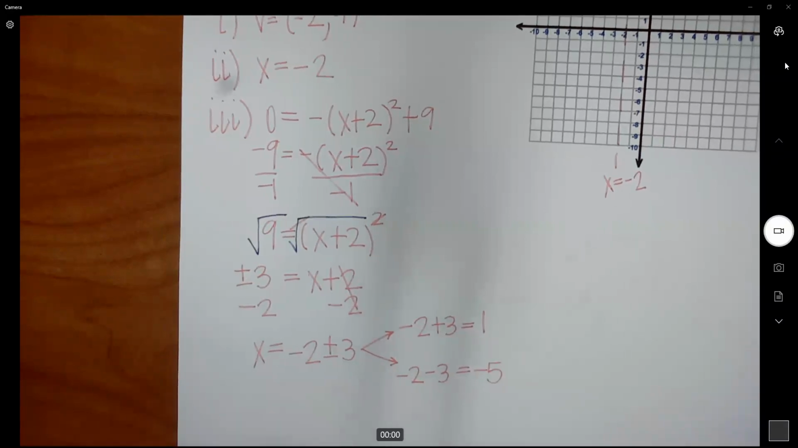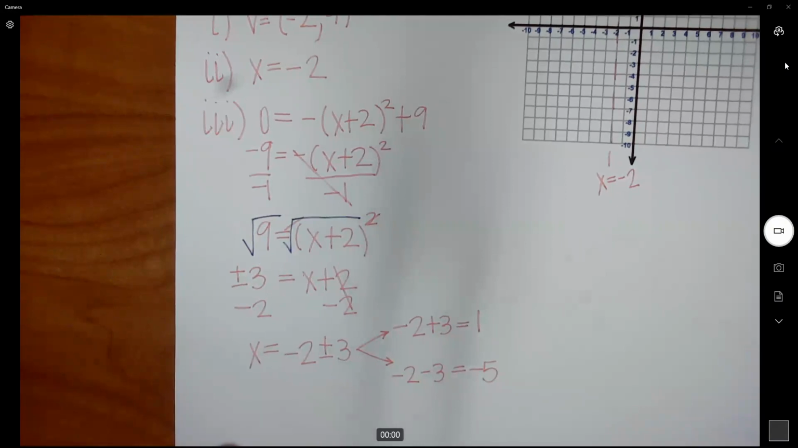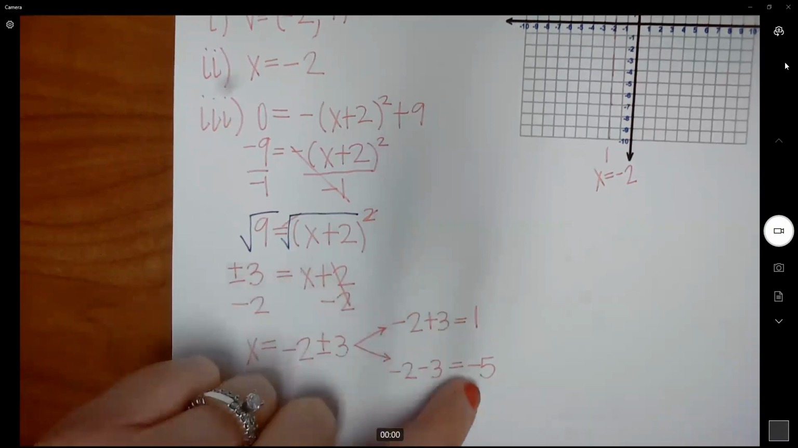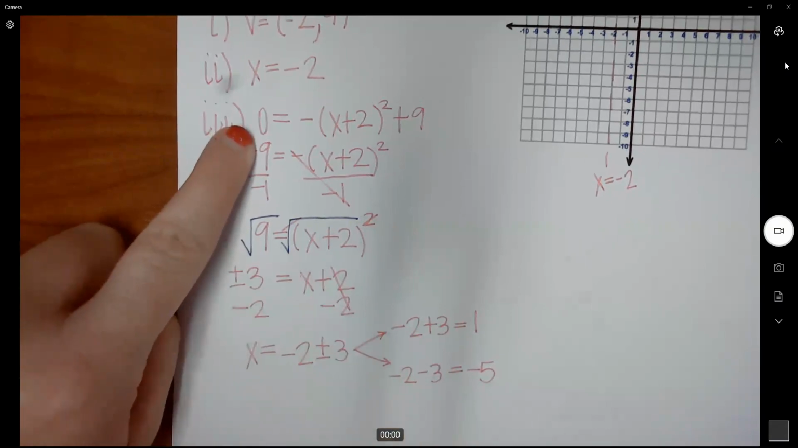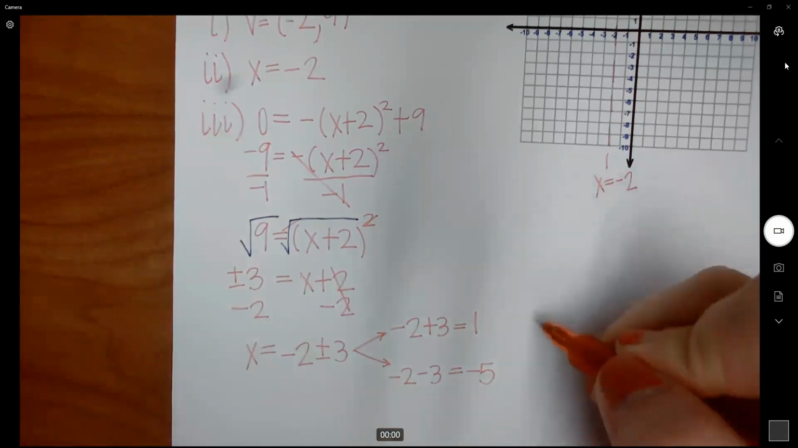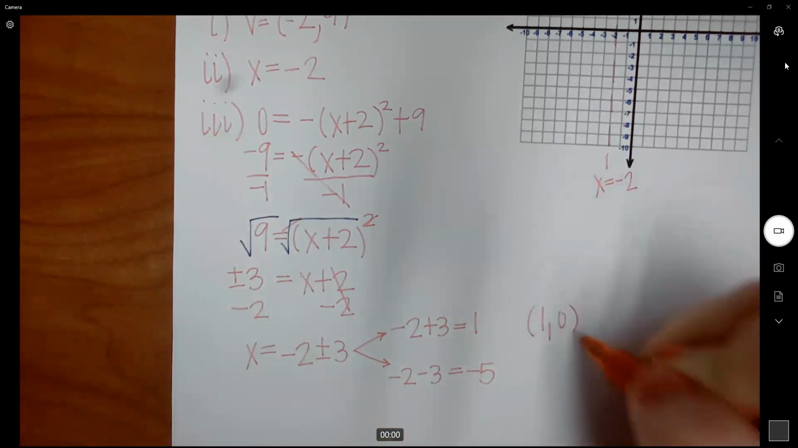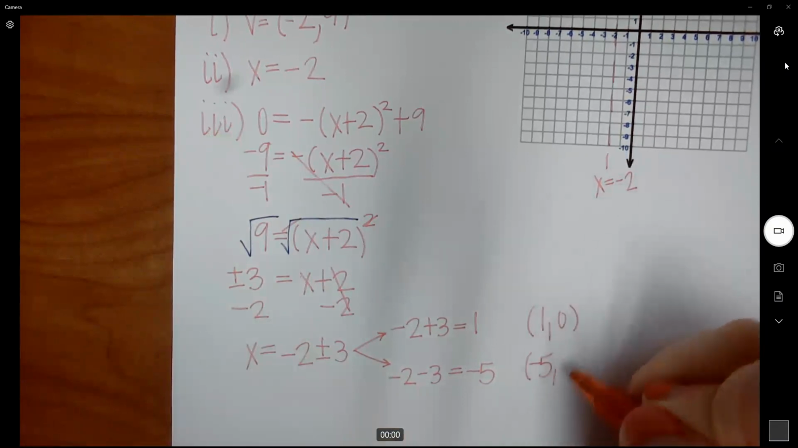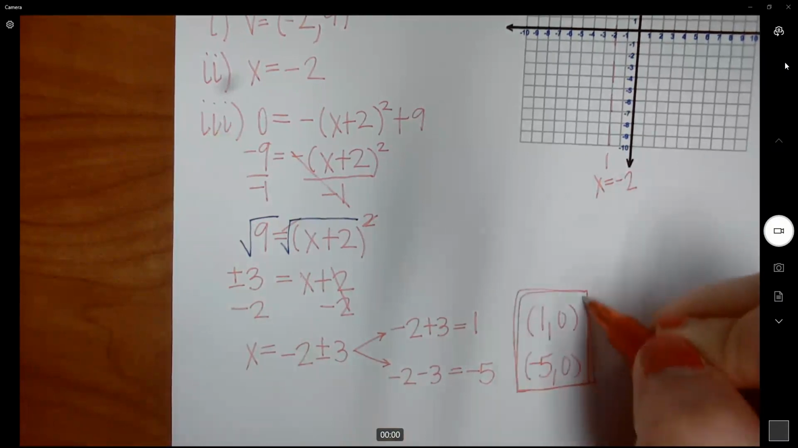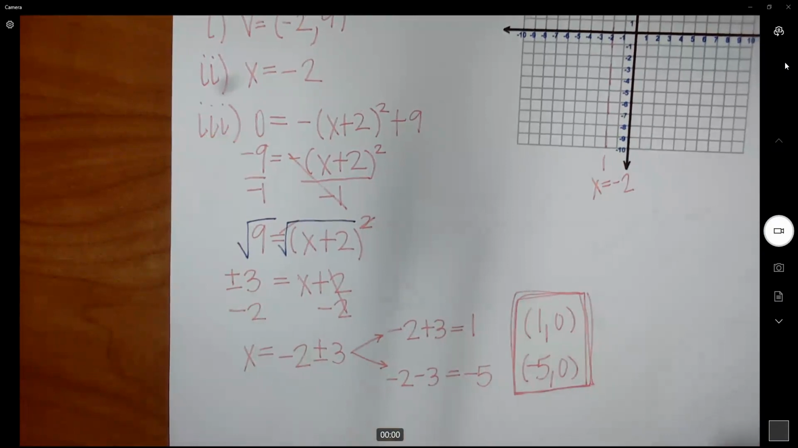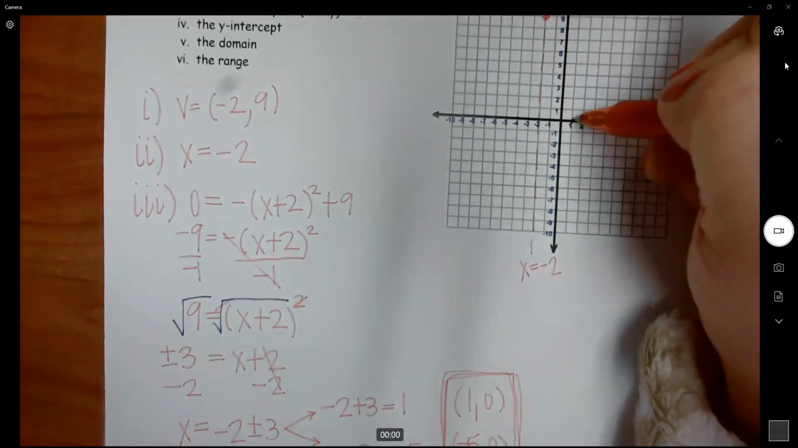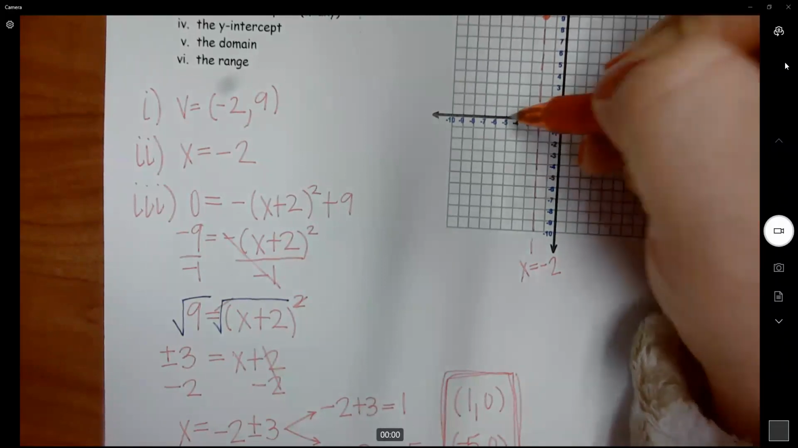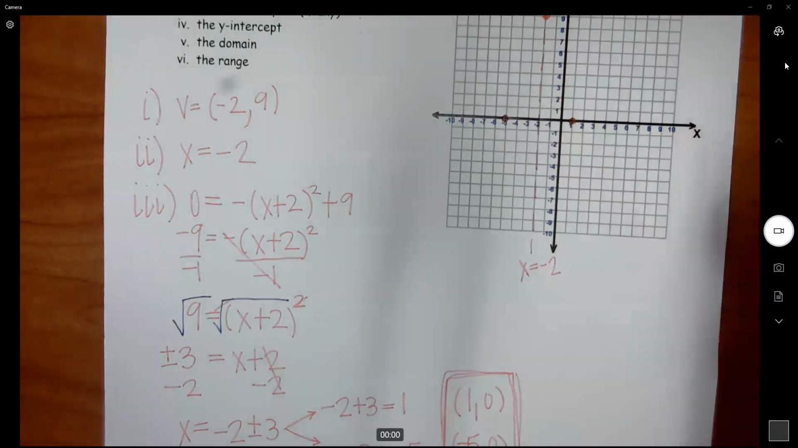I need to write these as ordered pairs. So I found my x's. And what did we put in for y? We put in 0. So this is (1, 0) and (negative 5, 0) for my x-intercepts. So let's plot that. I've got (1, 0) and (negative 5, 0).